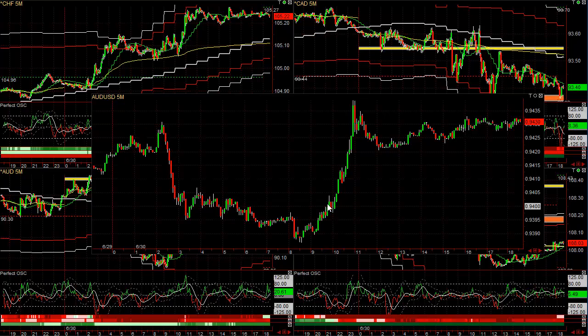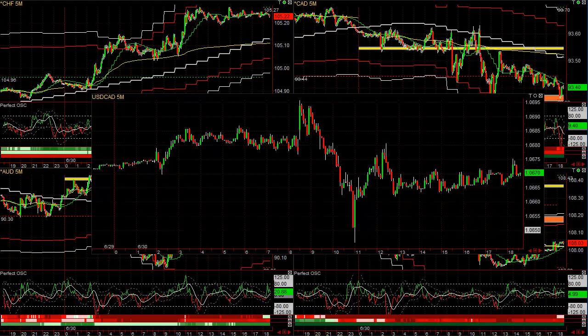Dollar CAD, strong dollar, weak CAD. You're looking to buy it early in the day. And it's a little multi-hour rectangle pattern. It only went up about 10 pips here.